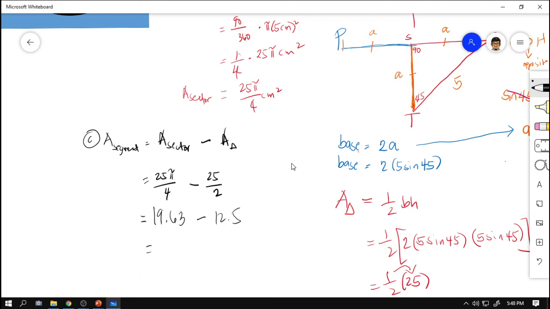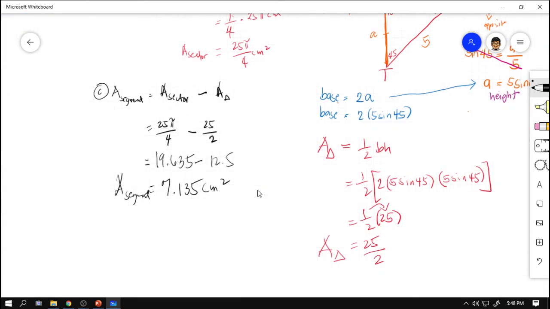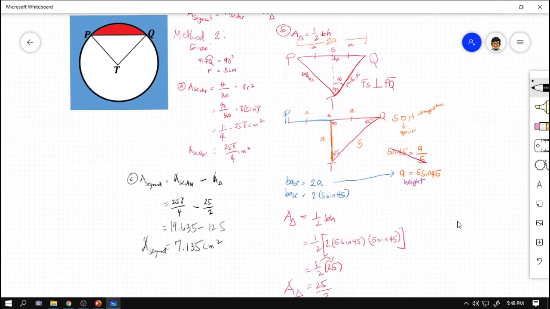19.63 minus 12.5 is equal to... Wait lang. 3 digits natin yan. 25 pi divided by 4, that is 19.635. Okay? 19.635 minus 12.5. We have 7.135 cm squared. This is now the area of the segment. Mapapansin nyo, pareho lang sila. Tama? So, that is the second way on how to get the area of segment PTQ.